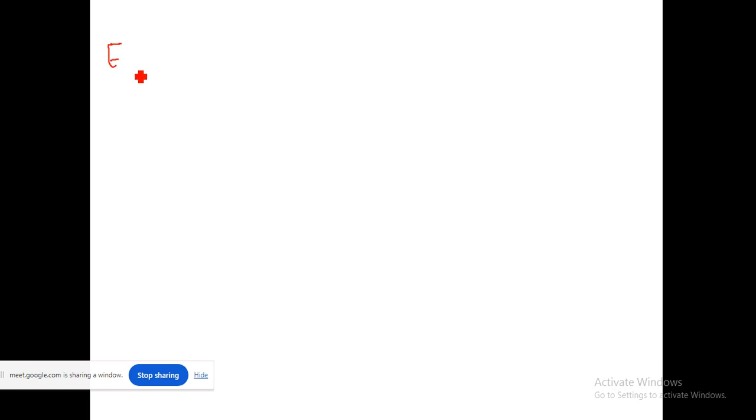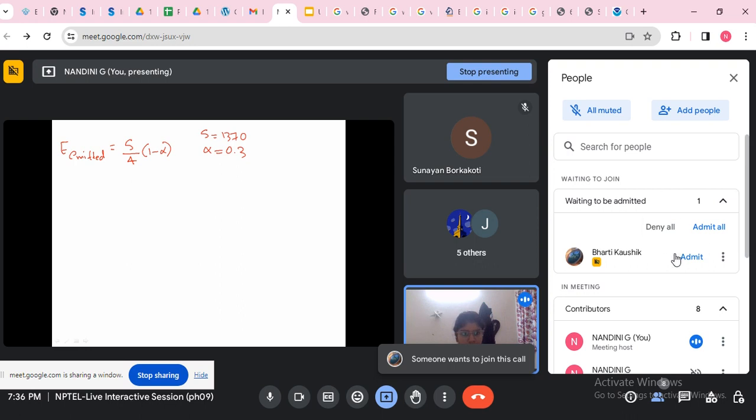So energy emitted is equal to S by 4 into 1 minus alpha, where S is equal to 1370 and alpha is equal to 0.3. Can you please try to calculate E? What will be E? Please calculate that.